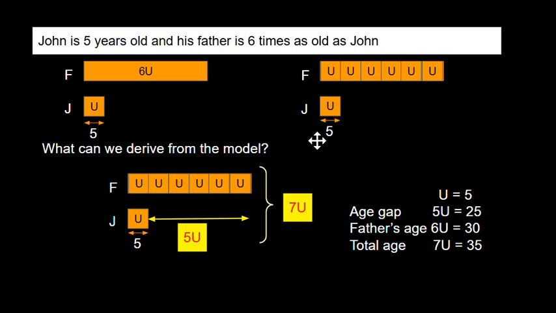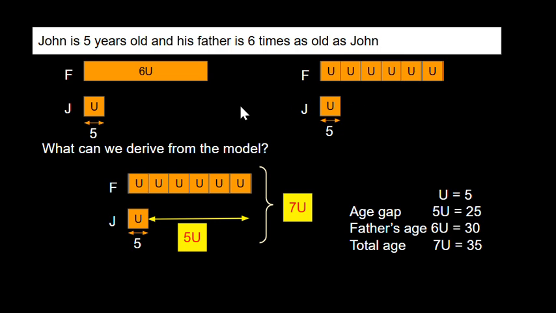Another alternative way to represent the model, you can also do the same thing. John is 1 unit, 5 years old. The father is 6 times, so you draw 6 units. 1, 2, 3, 4, 5, 6. This is another way of representing the model.